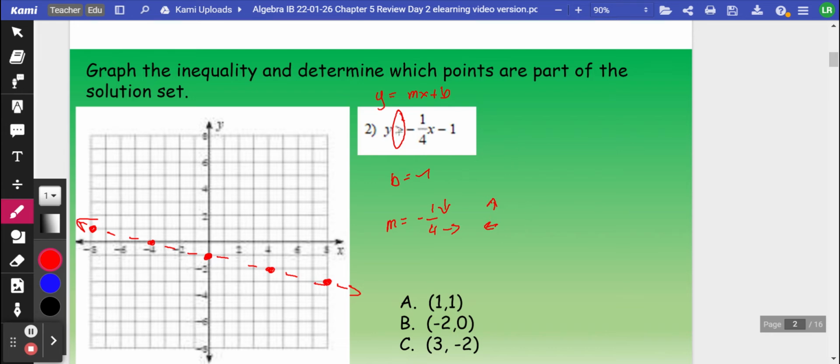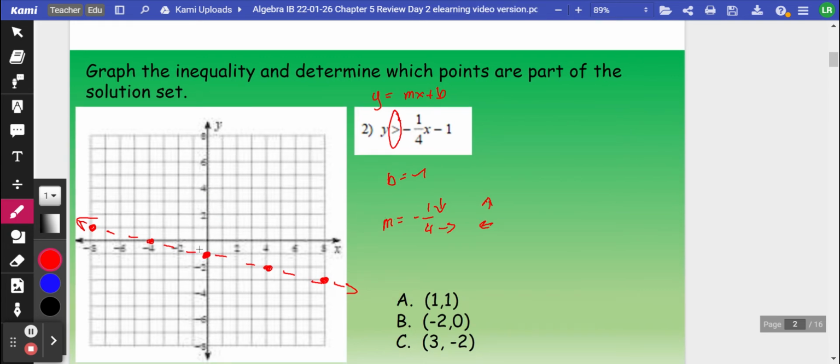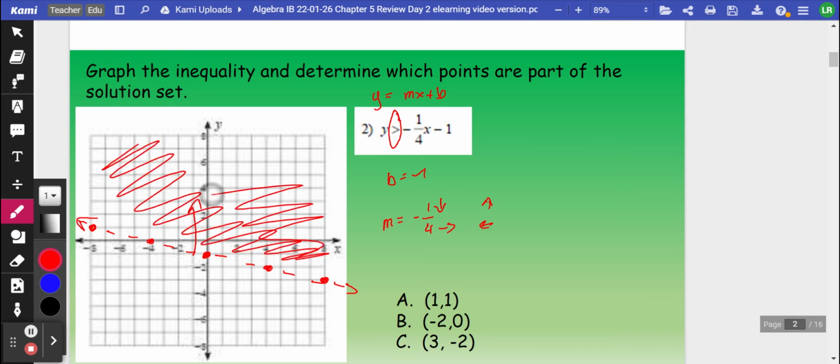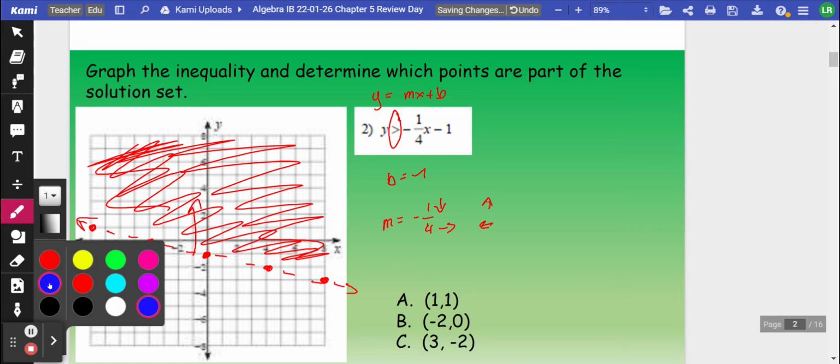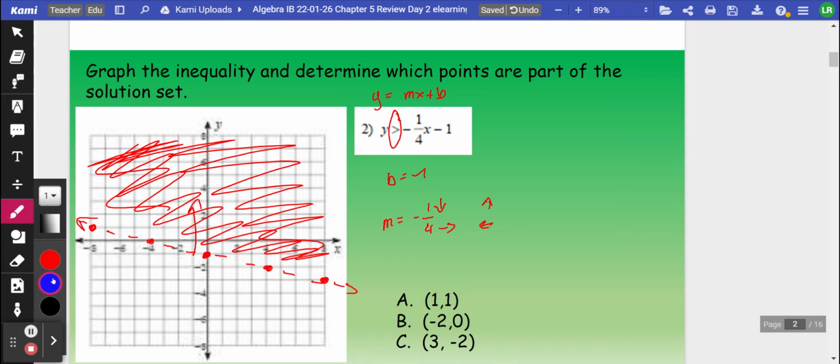And this is y is greater than. Y is greater than, we shade up. So you put your pencil on the graph anywhere on the line, and you go up. So this is my upside, so I shade all of this. Now, which of these data points are solutions? So 1, 1 is right here. So A is a correct answer.